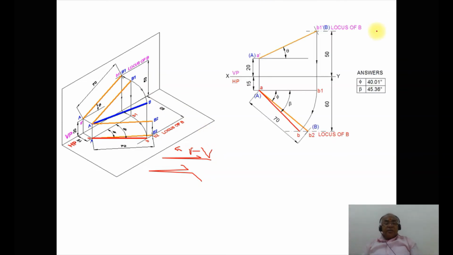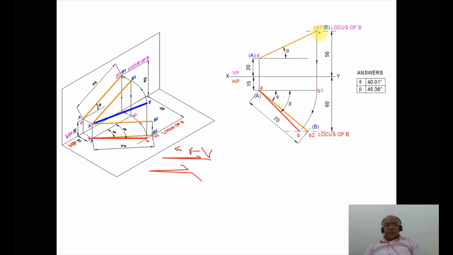Now that is what we have shown here. First we have taken the XY line, so we have taken the true length in the front view as well as the true length in the top view. How do I get it? Because you know the locus of A and you know the distance of the point A with respect to both HP and VP. Similarly, the distance of the point B with respect to HP and VP is known. So once you draw this, you have the true length of the line, which has been given as 70. So you cut it here and you also get the true length here.